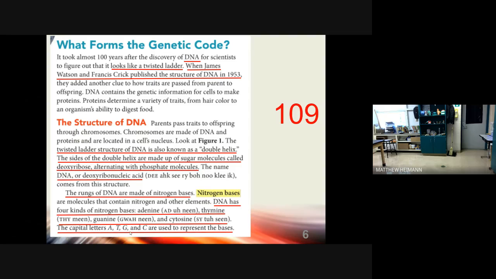How's it? A-D-E-N-I-N-E? Cytosine. How's that spelled? C-Y-T-O-S-I-N-E? Guanine. G-U-A-N-I-N-E? That's not too hard. And the last one, thymine. T-H what? Y. All right, perfect.